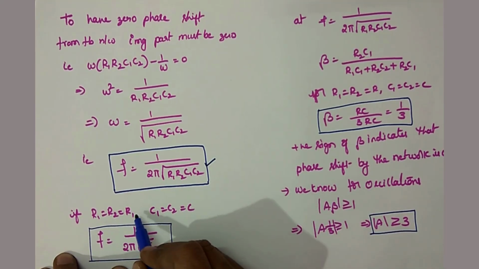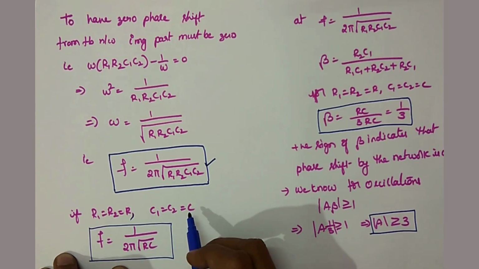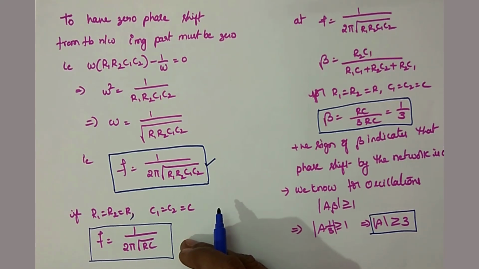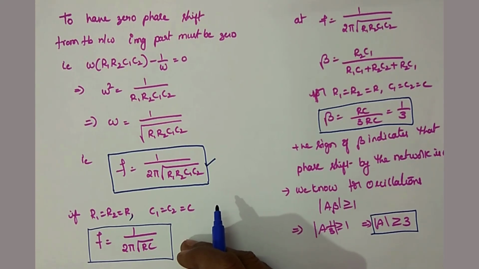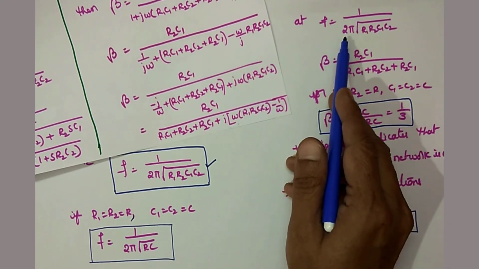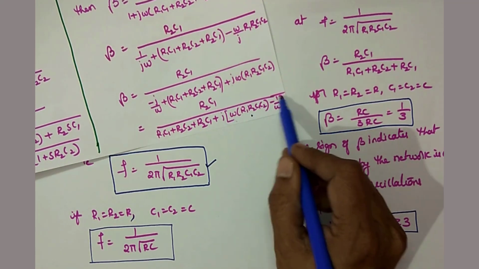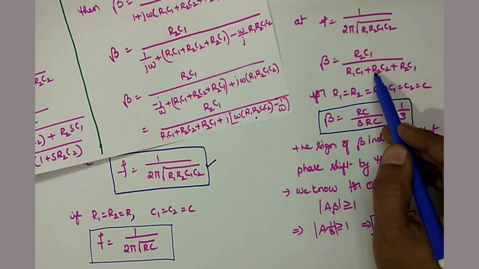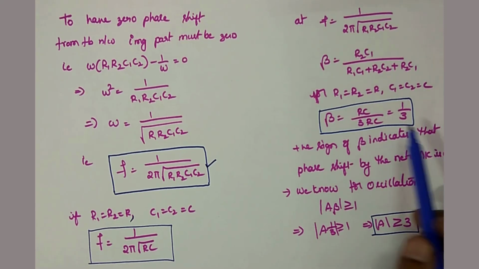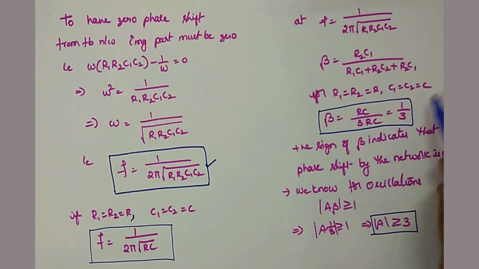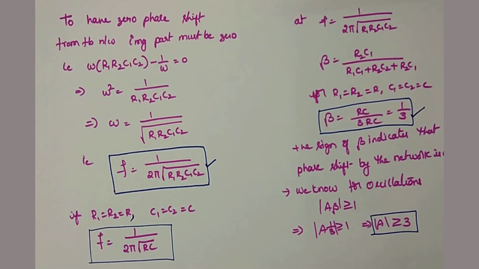If R1 and R2 are equal to R, and C1 and C2 are equal to C, meaning R1 and R2 are the same and C1 and C2 are the same, then the frequency of oscillations is 1 by 2 pi RC. Now if you evaluate the beta expression at this frequency, we got this frequency by making the imaginary part equal to 0. So this part is 0. What is the remaining? It is simply R2C1 by (R1C1 plus R2C2 plus R2C1). Then if R1 and R2, C1 and C2 are the same, you'll get beta as RC by 3RC, which is nothing but 1 by 3, a very important factor in the case of the Wein bridge oscillator. You must maintain beta of 1 by 3, then only you'll get oscillations.